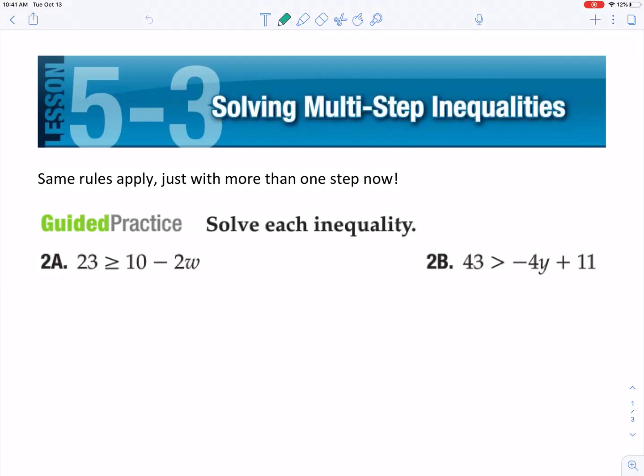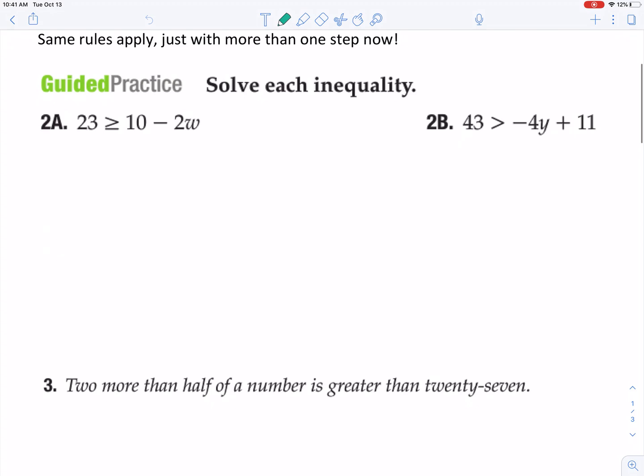Okay, we're going to take what we've done the last couple days and squish them all into one happy problem with multi-step inequalities. So tackle these the same way you would your multi-step equations. Just remember, anytime you multiply or divide by a negative, stop and ask yourself, did I multiply or divide by a negative? If yes, switch the sign and continue.